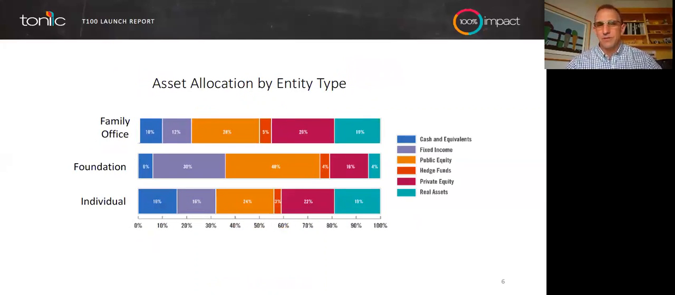You also will see from the T100 report, which is available on our website at tonic.com/T100, that asset allocations vary by entity type. So the foundations in our sample actually have the highest allocation to public equities, followed by family offices and then individuals. And we can speculate, and we'll be doing more research to verify why that might be the case. But it's clearly the case across all of the entity types that public equities have a key role to play. So hence our kicking off this series focused on public equities.